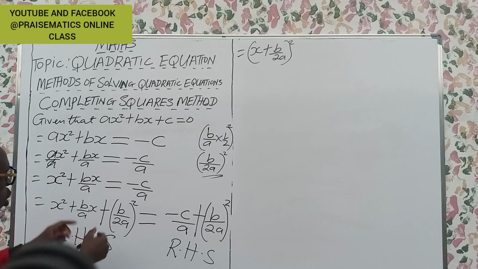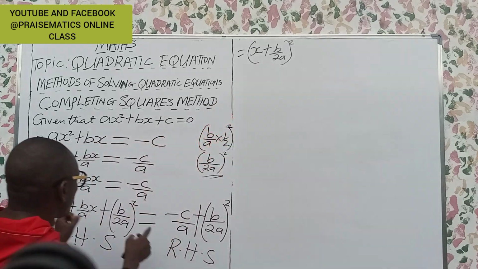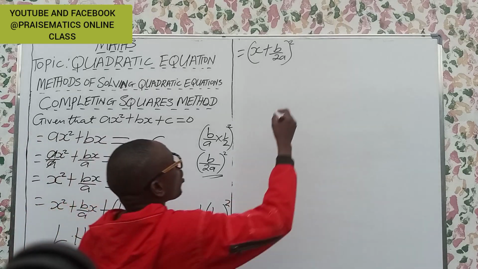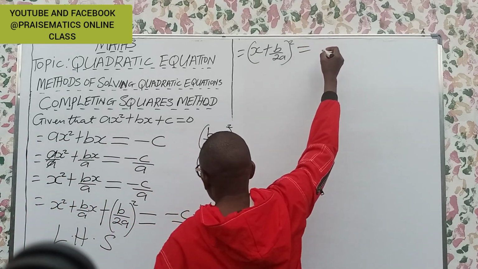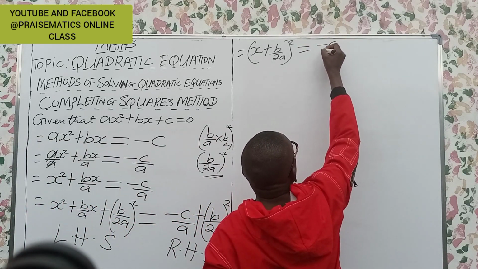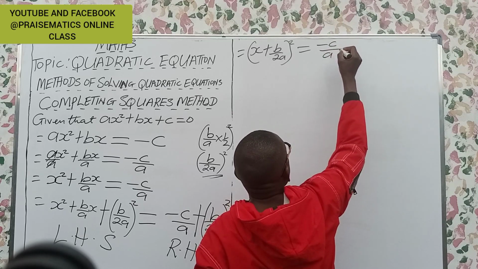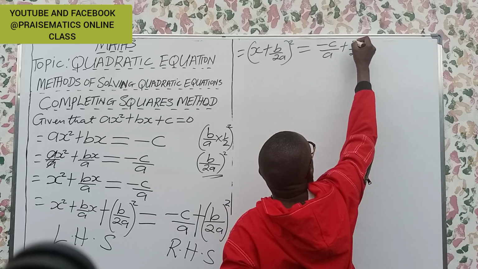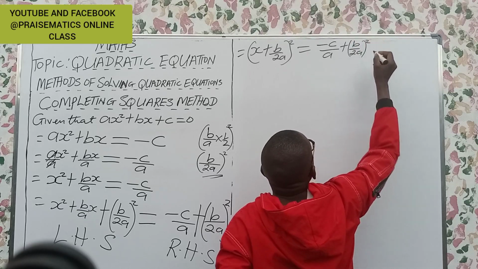So you are bringing out all the squares. When you expand this again, you are going to get back this. That's the reason why we collect the perfect square together. Perfect square of the what? Left hand side. Thank you. Equal to now minus c over a plus b over 2a all square.